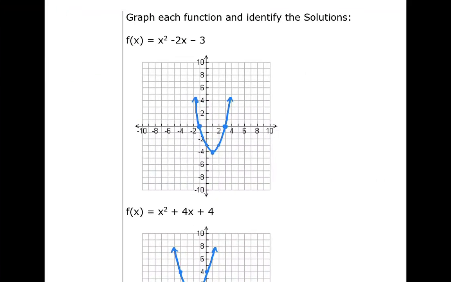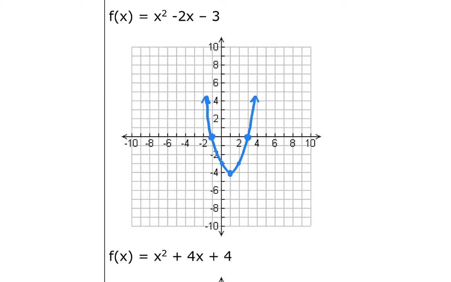Next, I went ahead and graphed these, again, to save time. You could use the graphing calculator of your choice. Use Desmos or use TI Inspire, both available to you on your iPad. So x squared minus 2x minus 3 looks like this. I did it in blue. And we're trying to identify the solutions. Well, there are two, and I went ahead and circled them in blue.